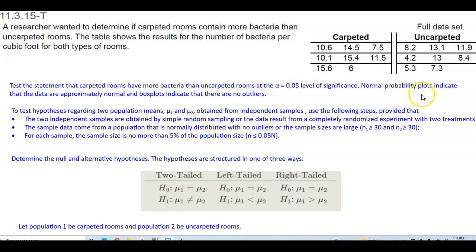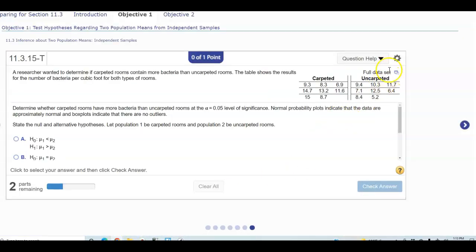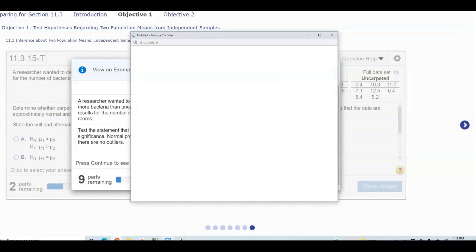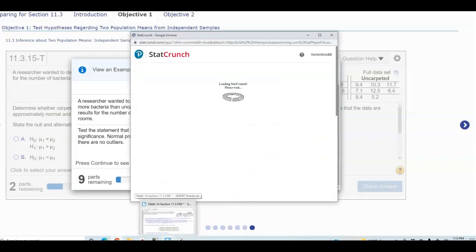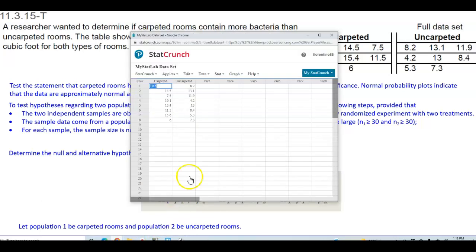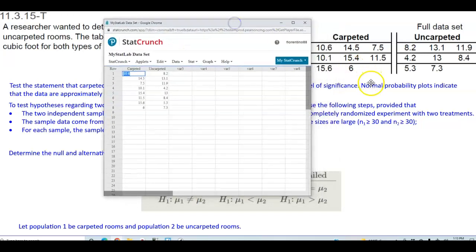The normal probability plots indicate that the data are approximately normal, and the box plots indicate that there are no outliers. So let's go ahead and just verify that on StatCrunch. So I'm going to take my information here. Okay, here's my data, and I'm going to open it up in StatCrunch. Okay, now that I've opened this up in StatCrunch, I'm going to go ahead and graph this. So first, let's graph the normal probability plots.